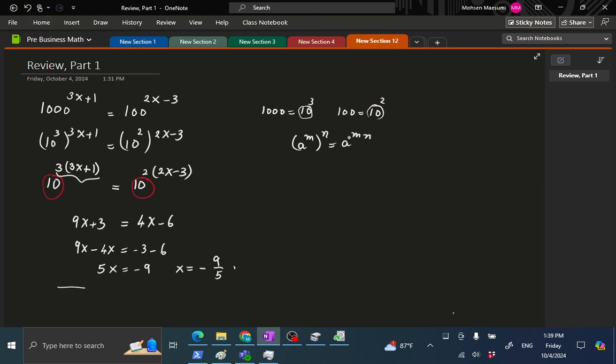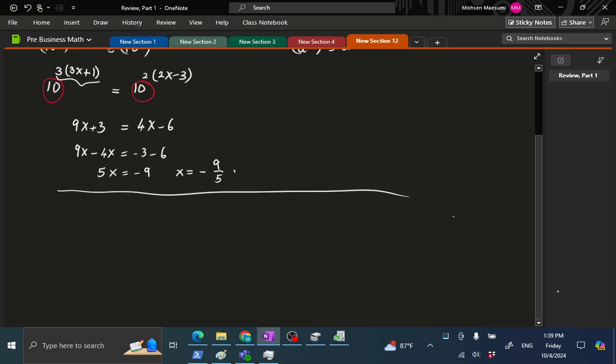Okay, for the next question, we are going to have something from logarithms. So I have the following equation. Logarithm of x in base 64 is equal to 5/6. The question, of course, is to find x.